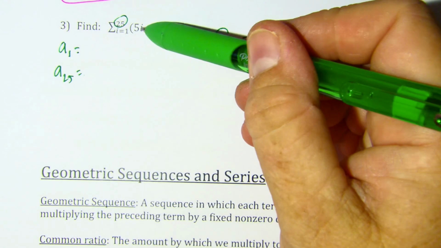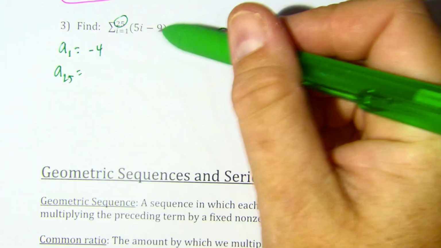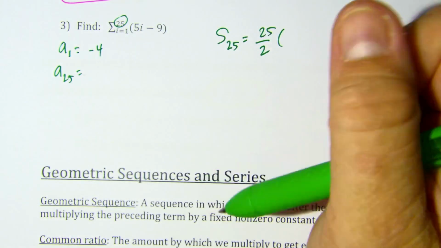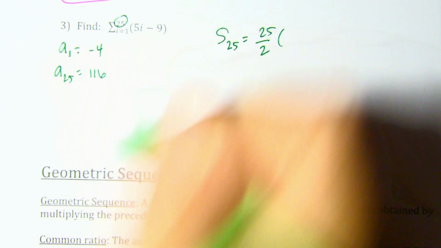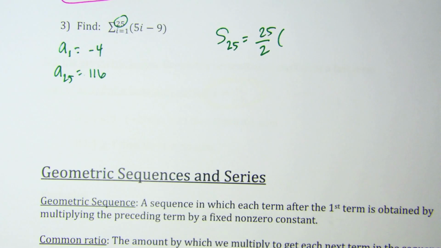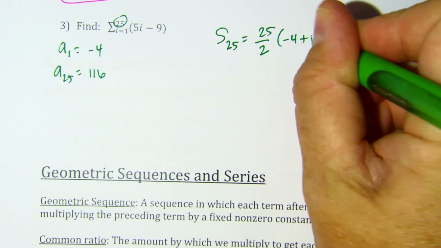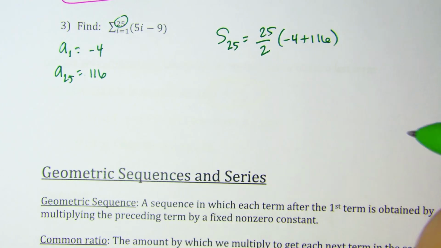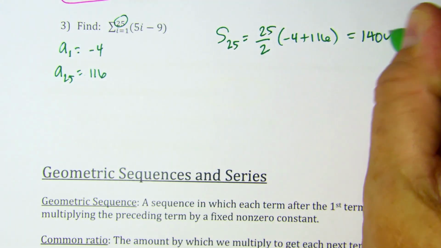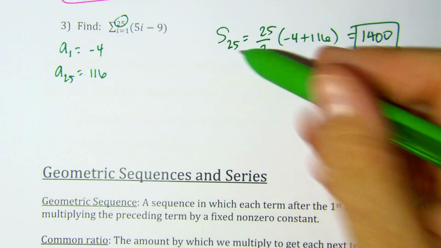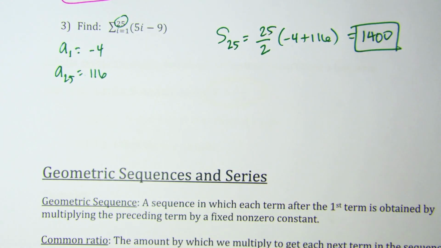So if I plug in 1, 1 times 5 is 5, minus 9 is -4. If I plug in 25, 5 times 25 is 125. 125 minus 9 is 116. So -4 plus 116 is 112. 112 divided by 2 is 56. 56 times 25 is 1,400. And that's the sum of the first 25 terms.